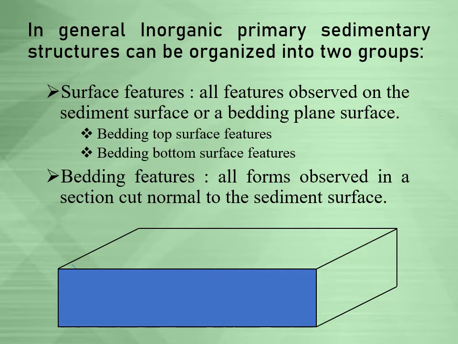If I consider a layer, a layer has three dimensions, as we all know. This is the top surface or the horizontal planar surface, and these are the two sides, two vertical planes. Okay. So depending on which surface these sedimentary structures occur, these inorganic primary sedimentary structures are categorized into two groups. The first one is the surface features, that means those occurring on the top or bottom of this layer, and the second group is the bedding features, that is, except the top and bottom surface, all other surfaces. In these surfaces, if any sedimentary structures are formed and preserved, these are called bedding features or within-bed features.